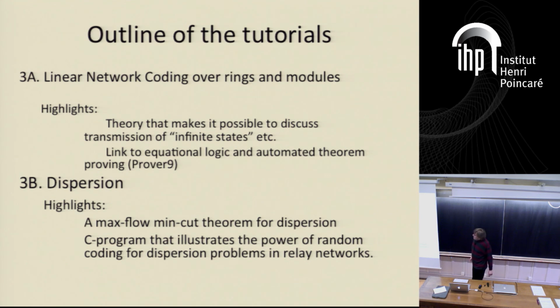Then in part 3a, I will do linear network coding over rings and modules, and that is also new for many of you. Of course, some of it has been published, but I haven't really talked about it before. The highlight here is that it's a general theory that makes it possible to talk about transmission of infinite states. And it turns out that something called Dedekind finite rings play a very important role in this theory, for reasons I will explain.